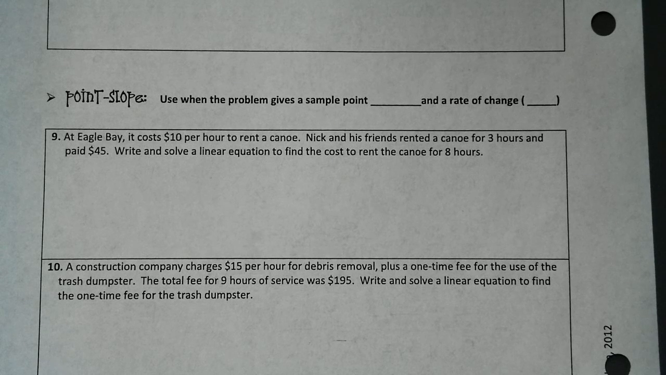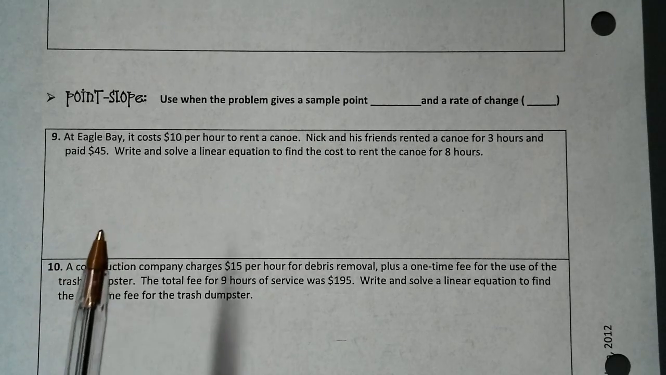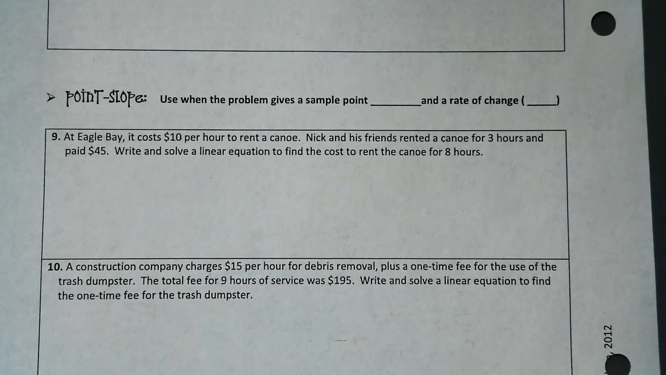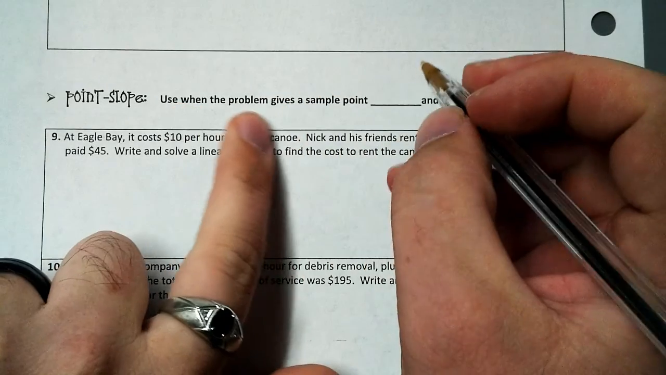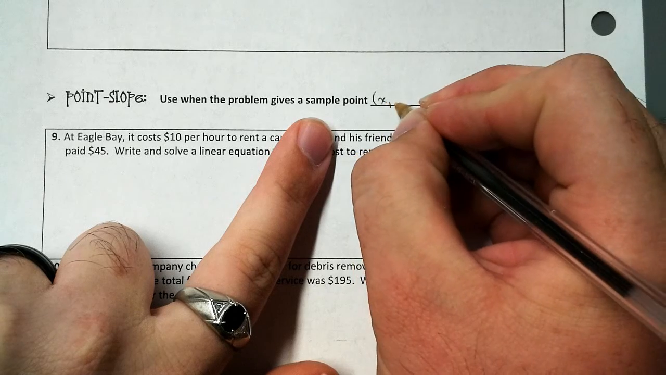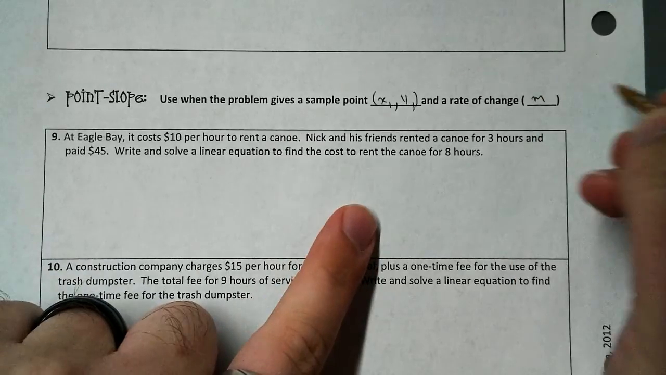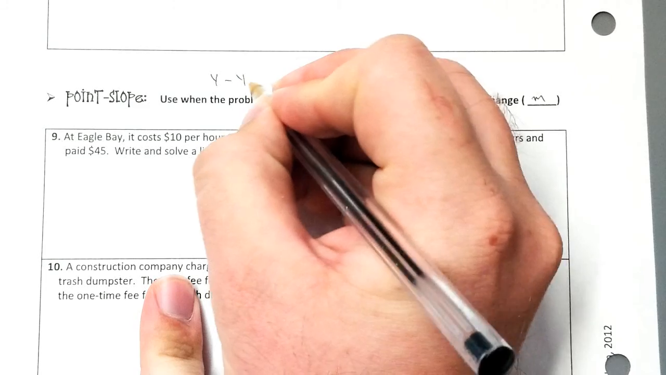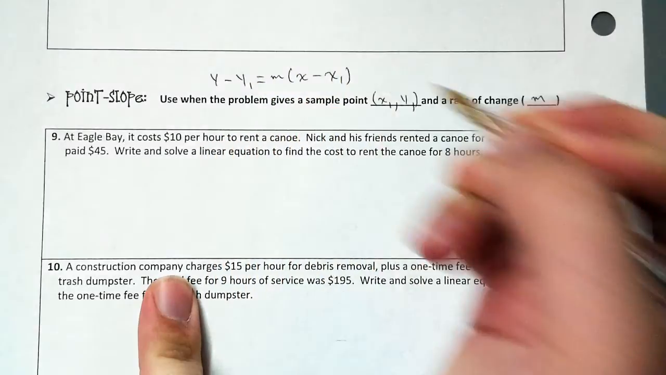All right, class. Yesterday we stopped after we finished all of the standard form equations. Today we're going to move into the word problems where you're going to use point slope form. You will use point slope form when the problem gives a sample point, which, remember, is our x1, y1, and when it gives you a rate of change, which will be our m. You're going to use this formula. Y minus y1 equals m parentheses x minus x1.